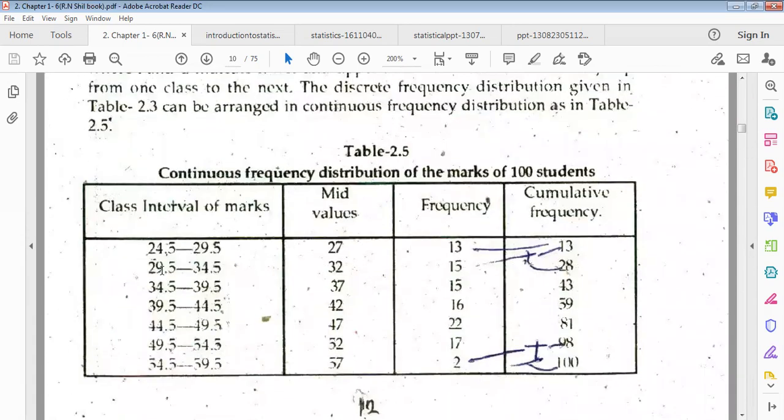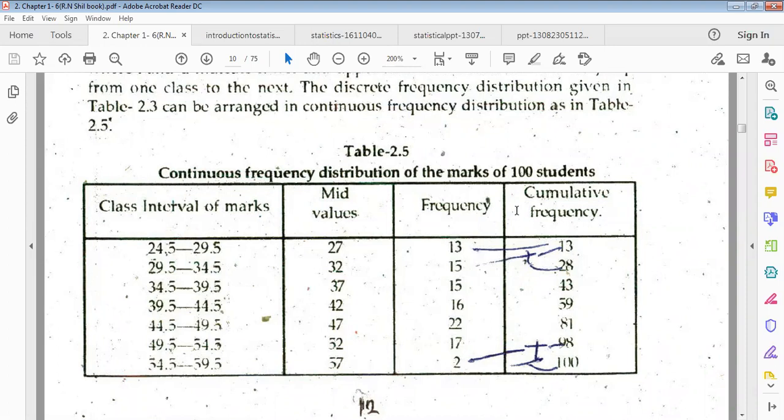Now histogram like this. Suppose this is the class interval. This is the mid values. Mid values means this plus this divided by 2, this plus this divided by 2, this plus this divided by 2. And this is the frequency. This will be given, or you have to find it by tally. By using tally, you can find this from discrete data. But this is the continuous data, remember?